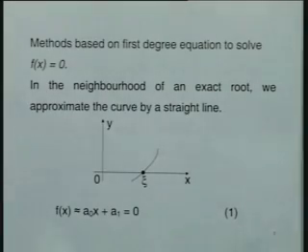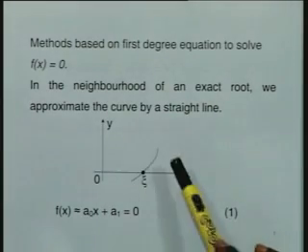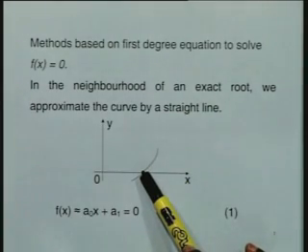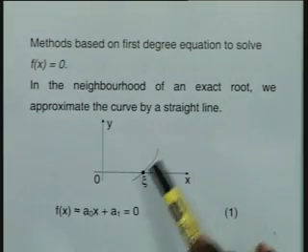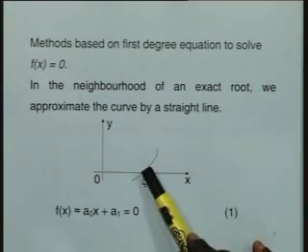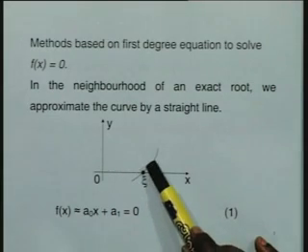Let us briefly review what we did in the last lecture. We were trying to derive a method for finding the root of an equation f(x) = 0. f(x) could be an algebraic equation, a transcendental equation or a polynomial equation. What we discussed last time was that in the neighborhood of the exact root we shall approximate the curve by a straight line.